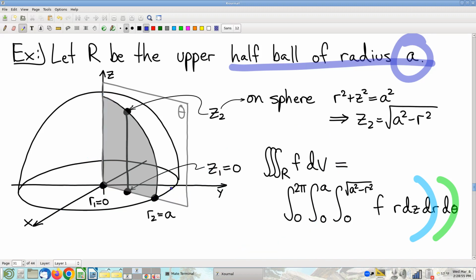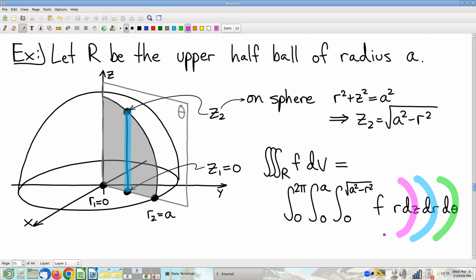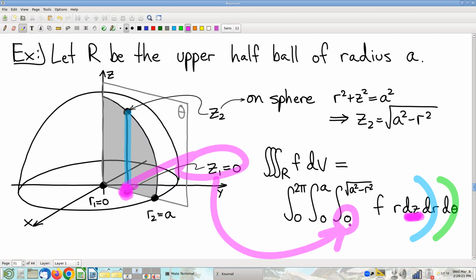All right. And then lastly, again, focused on our r slice of our theta slice. Now, what's the range of values of z? Let me do it like this. Z. Where does z start? Well, z starts at that point right there, which is in the xy plane, where z is equal to 0. So our inner lower bound is 0.